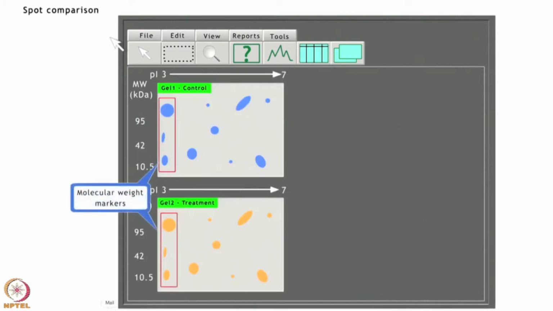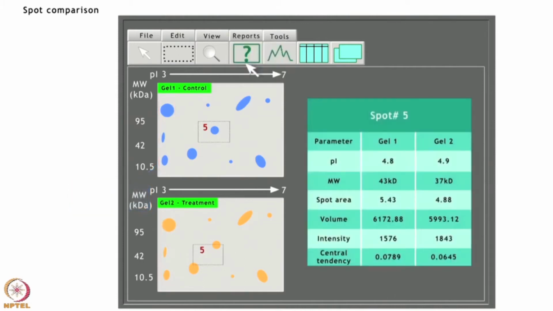It is also possible to specifically compare a particular selected spot across gels. When the gel is run with molecular weight markers, the weight of unknown proteins can be estimated from these. It is also possible to estimate the pI of the proteins. These parameters, in addition to other physical and statistical parameters, can be obtained for each spot.